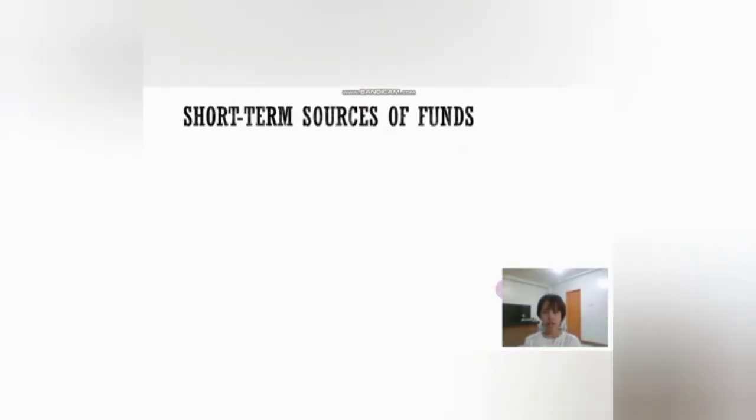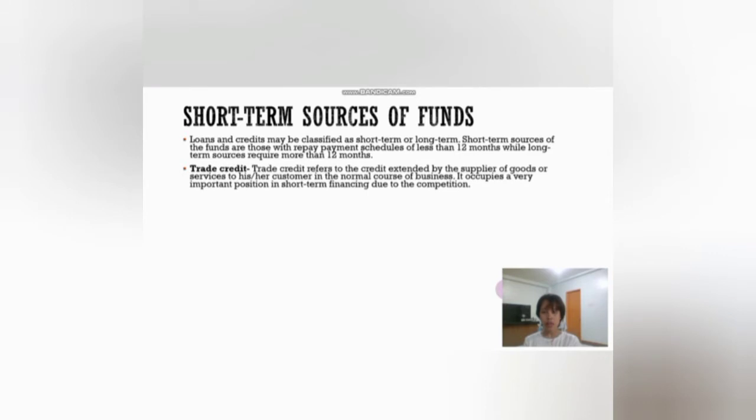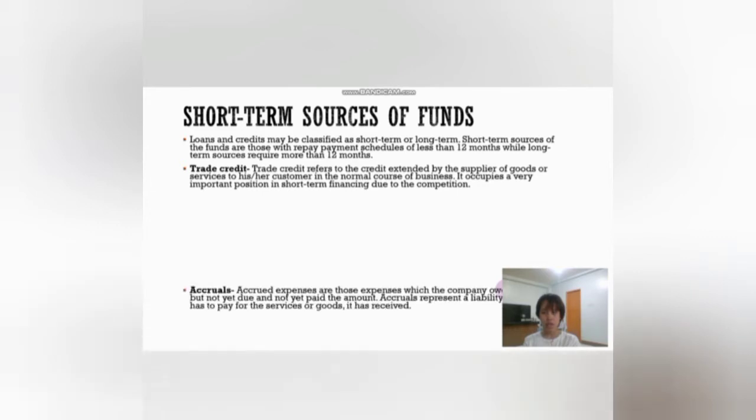Short-term sources of funds. Loans and credits may be classified as short-term or long-term. Short-term sources of the funds are those with the payment schedules of less than 12 months, while long-term sources require more than 12 months. Trade credit. Trade credit refers to the credit extended by the supplier of goods or services to his or her customer in the normal course of business. It occupies a very important position in short-term financing due to the competition.